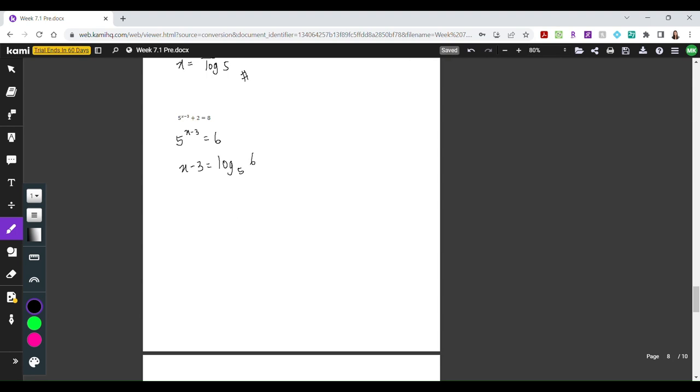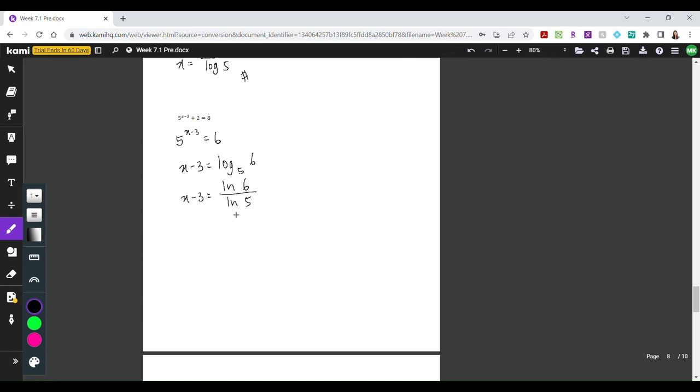All right. Again, if I need to plug this in a calculator, I'm going to change it either into log or ln. So in this case, I want to use ln. If I were to change bases, I'll get x minus 3 equals, this 6 is going to be on top, so it's going to be ln 6. 5 is the base, so it's going to get the bottom, so ln 5.